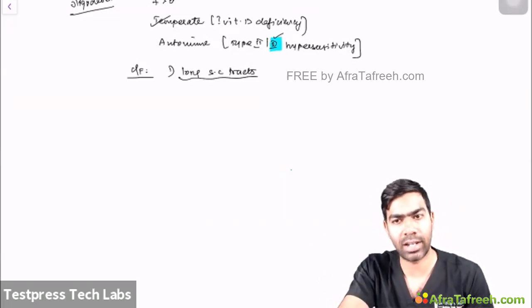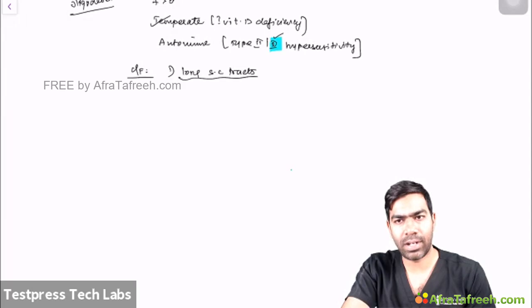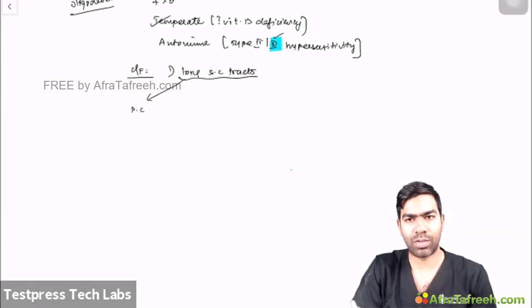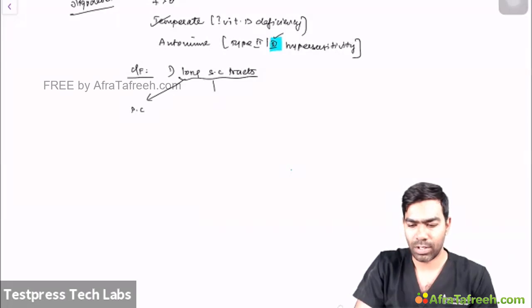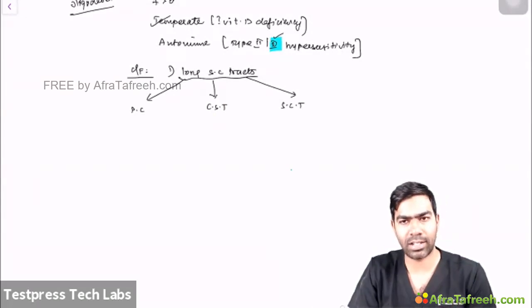What are the tracts that are heavily myelinated? So that becomes a target for multiple sclerosis. Of course, the first tract is the posterior column, one of the most heavily myelinated. Then the second tract is the corticospinal tract, and the third tract that is again heavily myelinated is the spinocerebellar tract. These are the three tracts that are the classic target for MS.